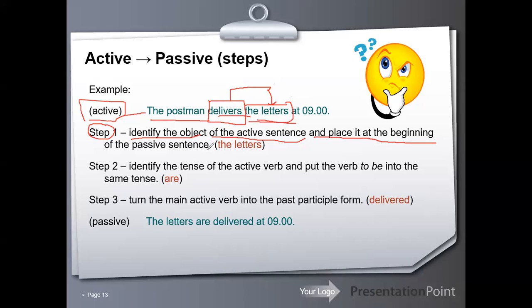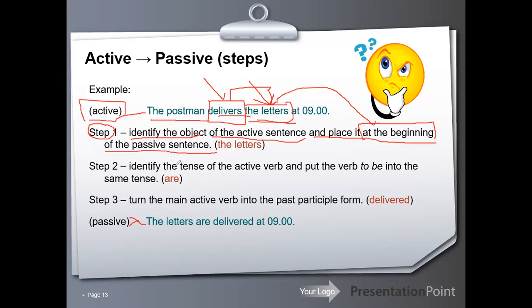And replace it at the beginning of the passive sentence. ¿Qué vamos a hacer? En la activa vamos a identificar el objeto. Y el objeto se va a ir ¿a dónde? Al principio, aquí está, ¿ves? So at the beginning, ¿ok? Ya lo vamos a ver aquí abajito, ya aquí abajito está como debe de quedar.